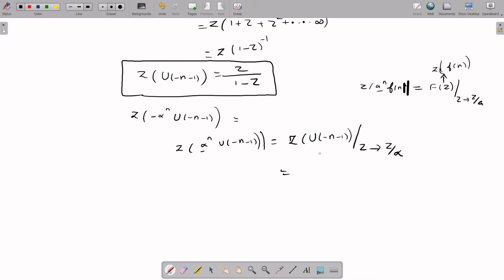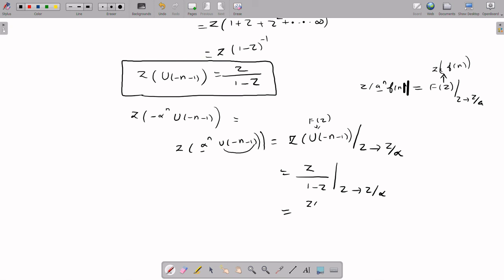Just now we got this value. What is the z transform of u of minus n minus 1? Z by 1 minus z, as z tends to z by alpha. Here this is F of z, you can write it. What is F of z? F of z is the z transform of this function. That's why we are writing like this. Don't confuse with this. And then we have to replace z by z by alpha.